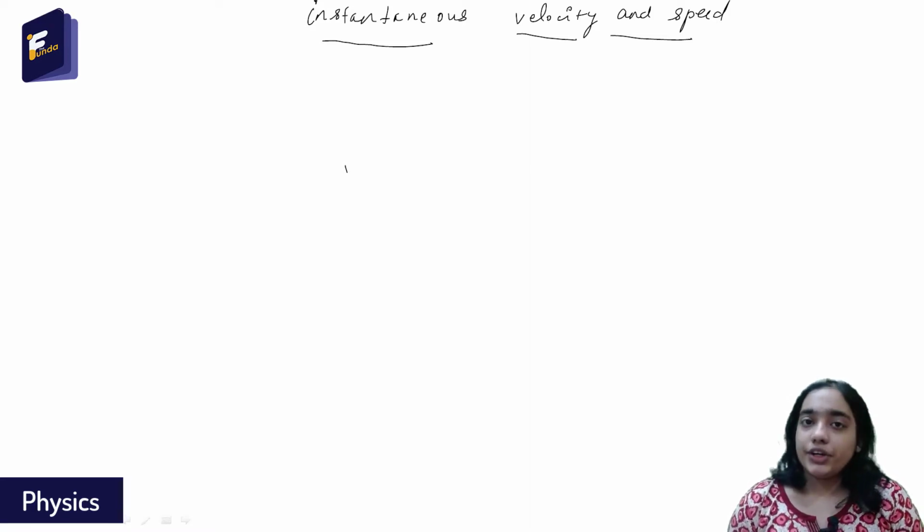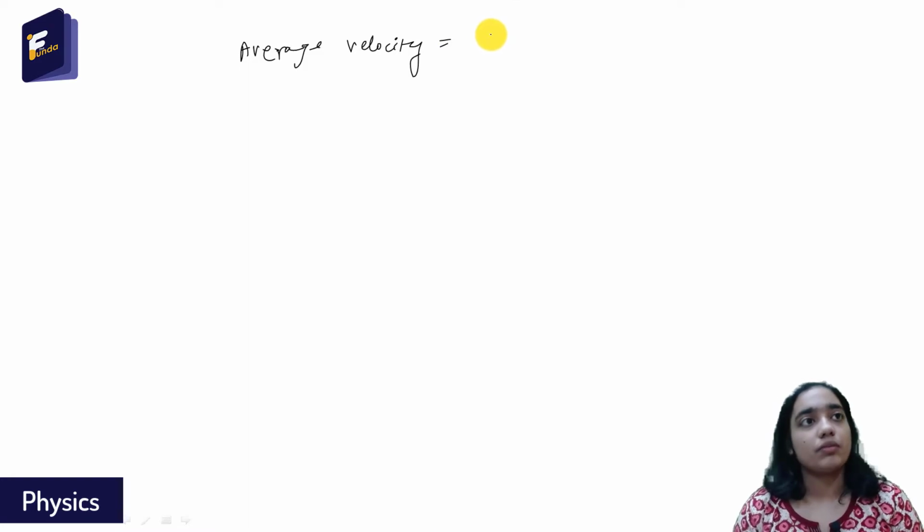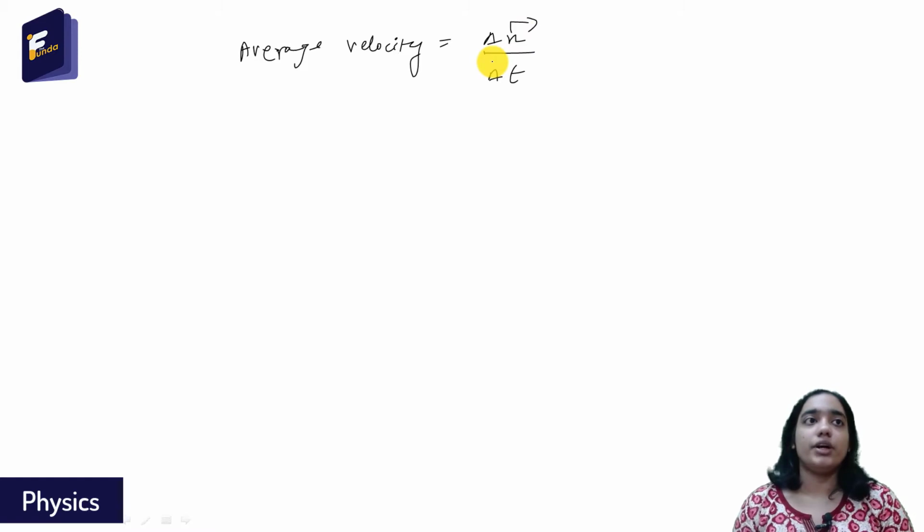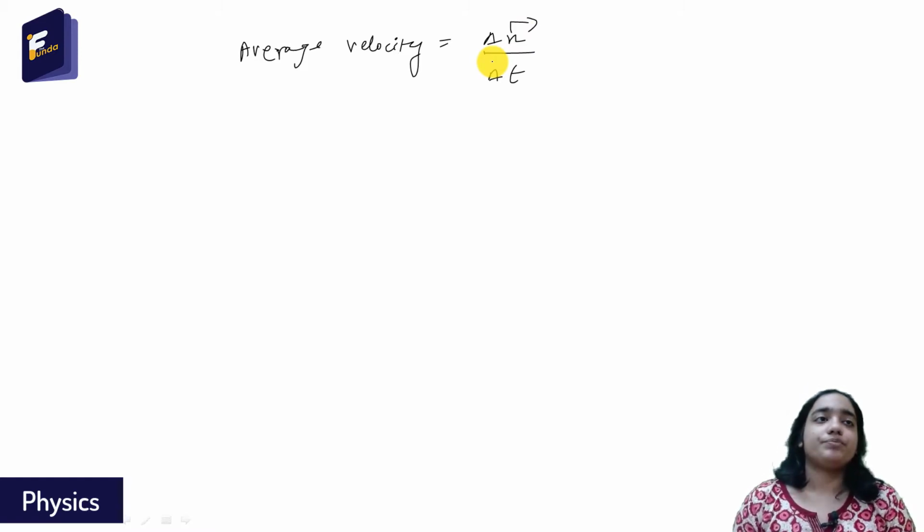We already know what is average velocity. When I write average velocity, it is equal to change in position by change in time. This is the change in position, or displacement, which we had already discussed in our last class. Now think that instantaneous velocity means the velocity of the particle at that instant of time.